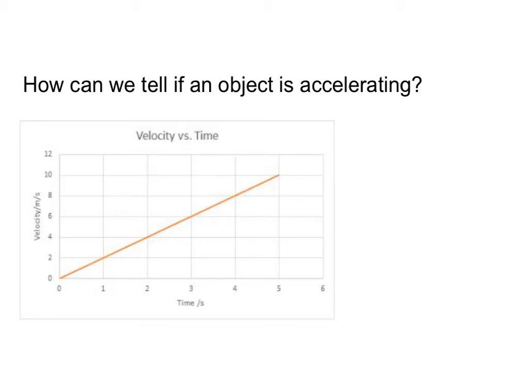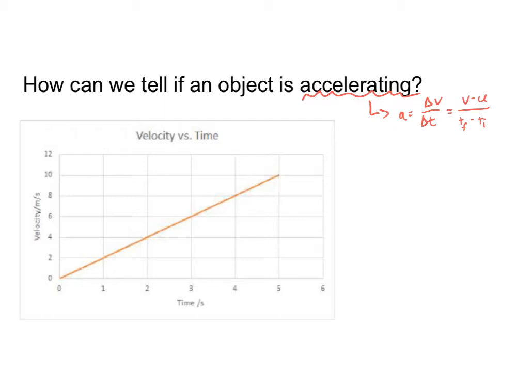Now, we know that acceleration is the change in velocity over time, or acceleration is equal to delta v over delta t, which we could write a little more simply as v minus u over t final, which I'm going to call tf, minus t initial. So our final velocity minus our initial velocity divided by our final time minus our initial time.